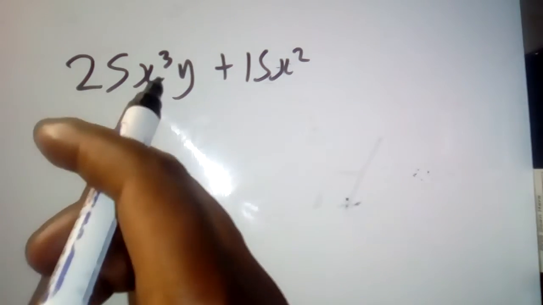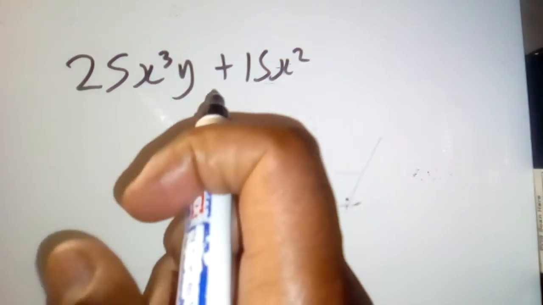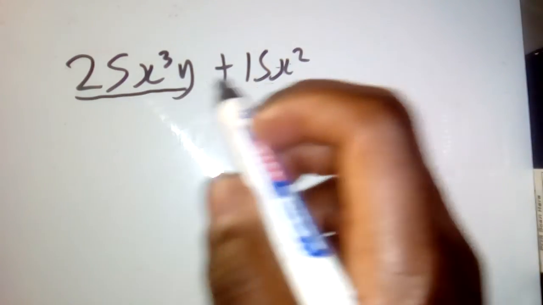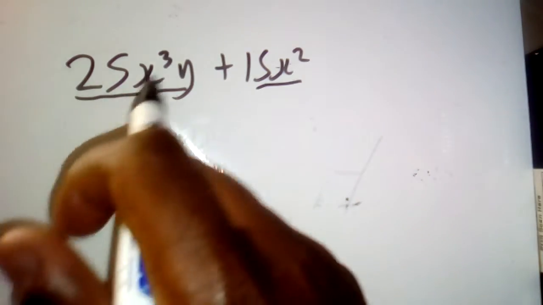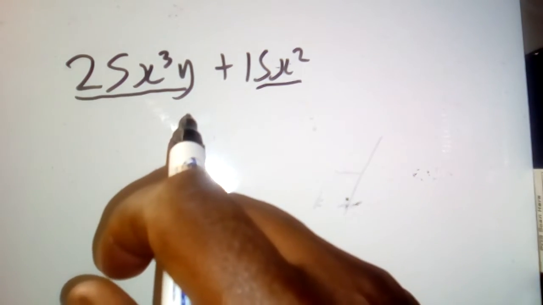We don't have 1, 2, 3, 4, 5. It's not 5 terms, right? This whole thing is 1. This whole thing is also 1. The reason is that multiplication makes something 1, while addition and subtraction separate terms, right?